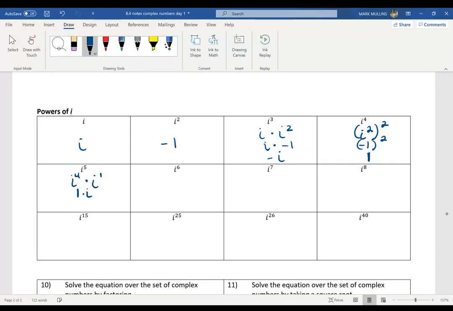So this is going to be equal to i again. So that's kind of interesting. On the next one, when I have sixth power, I'm going to write that as i to the fourth times i squared. So i to the fourth is just a 1, and i squared is negative 1. And so i to the sixth is just negative 1. So hopefully you're seeing a pattern now.